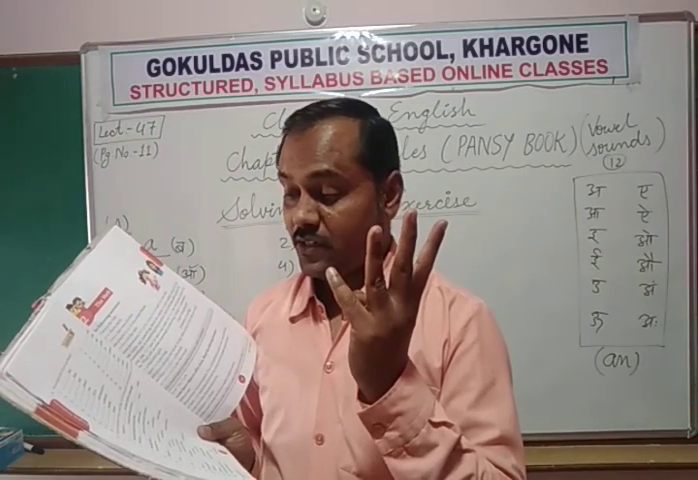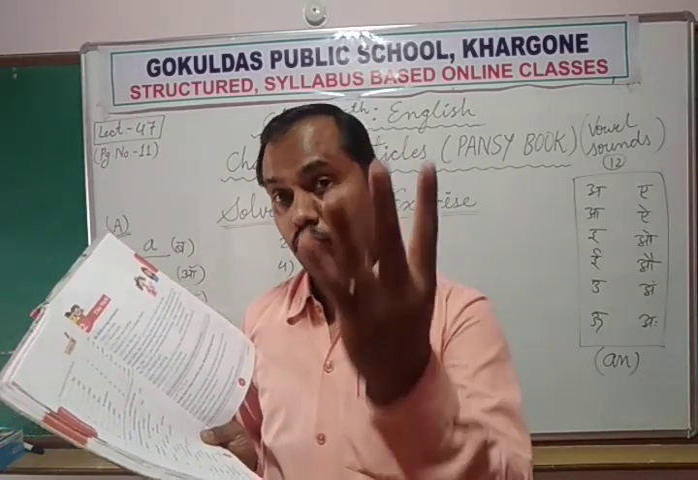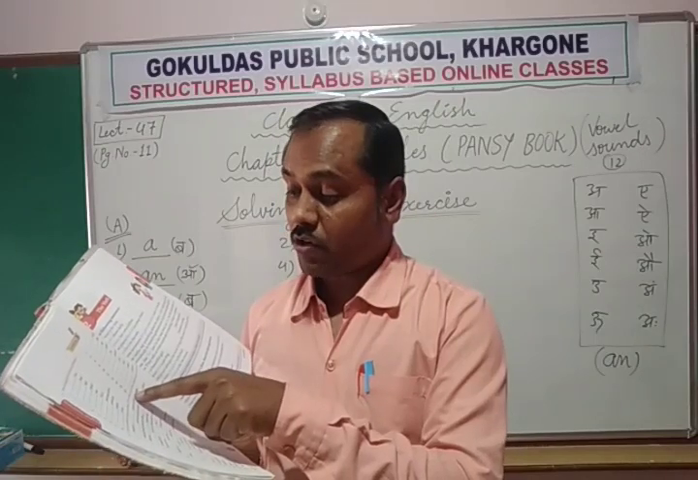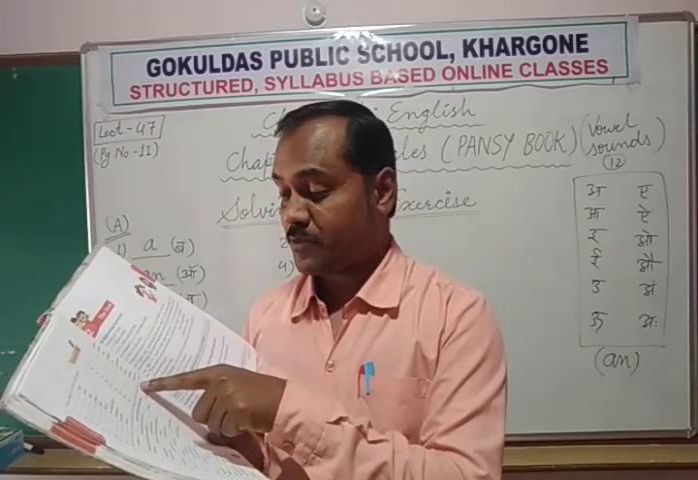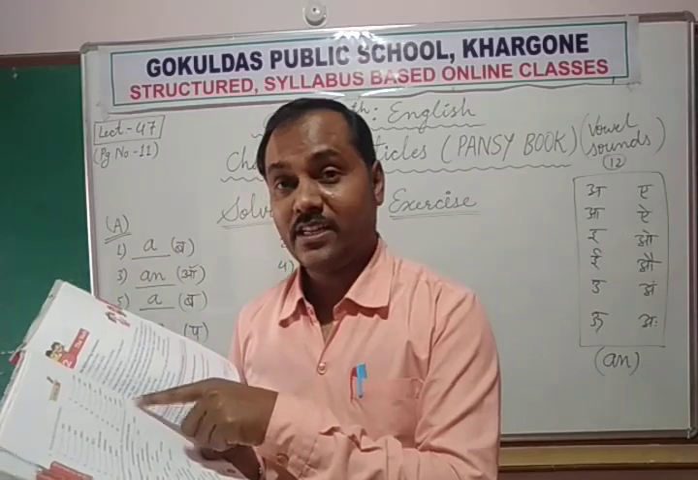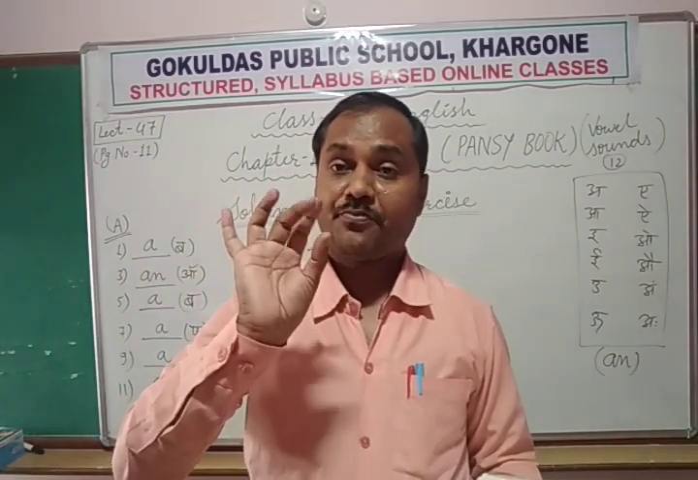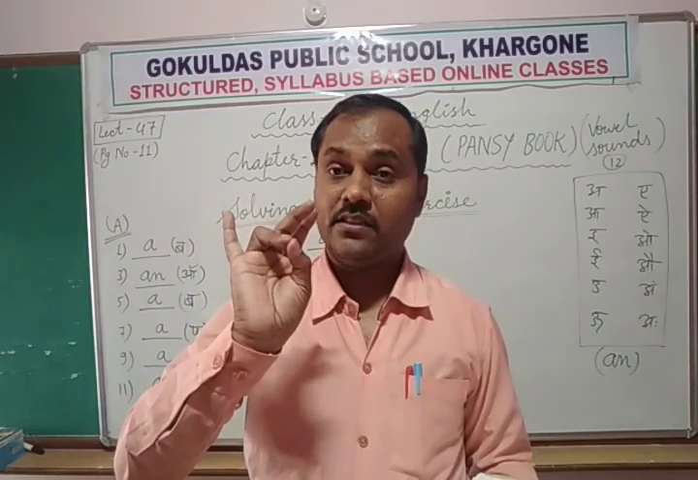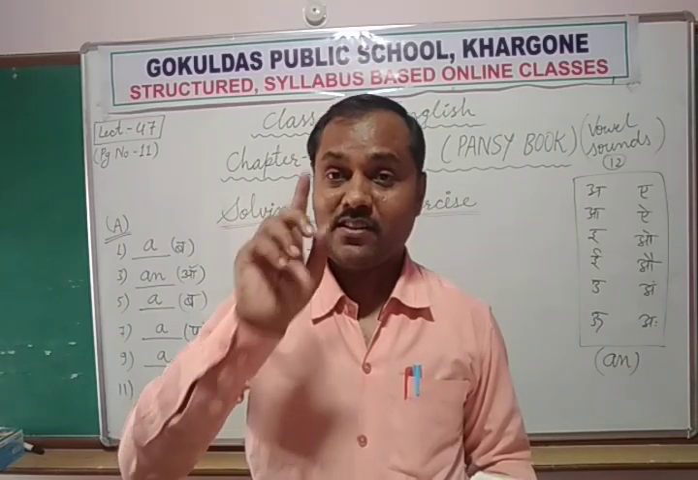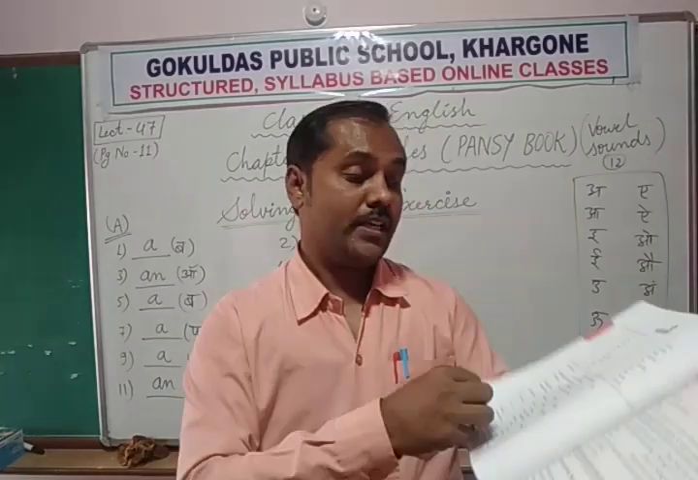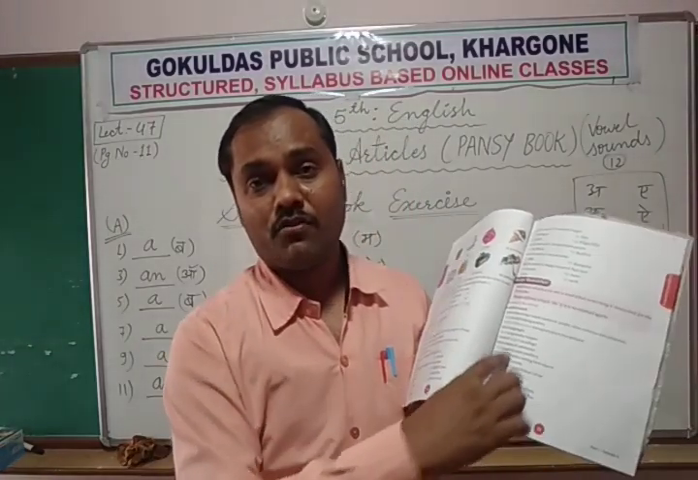A, an, or the, and a fourth option is also given. Put a cross in the blank space if no article is used. It means we have four options: a, an, the, and cross. Cross is put where these rules are followed.